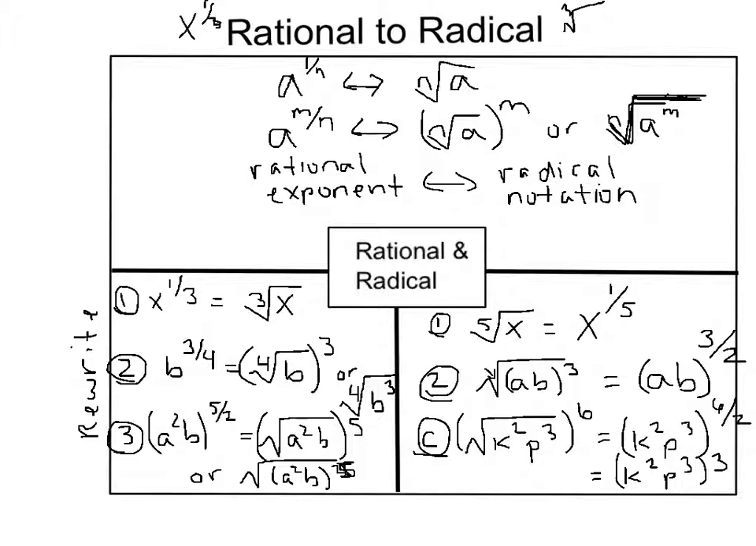Since we know what k squared p cubed, all of that cubed is, we're going to rewrite that as k to the 6th, because we multiply our exponents, p to the 9th. So that would be your final answer there.